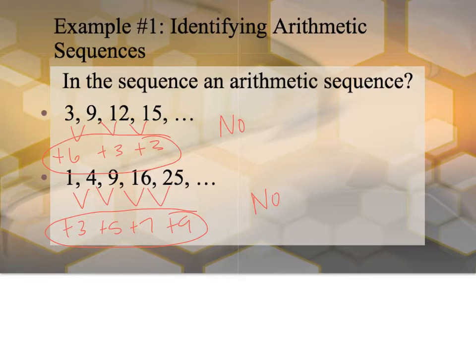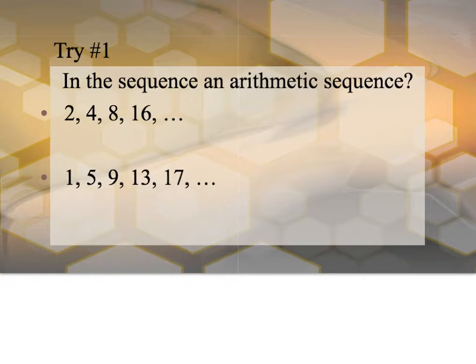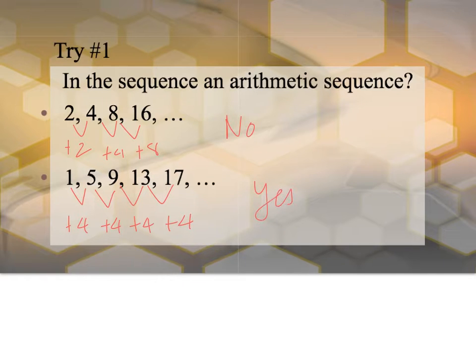So let's look at the try. In our try, we are adding 2, then adding 4, then adding 8. Once again, there are not common differences, so it's not a sequence. 1 to 5 is adding 4, 5 to 9 is also adding 4, 9 to 13 is adding 4, and finally 13 to 17 is adding 4. So yes, finally we have an example of an arithmetic sequence.